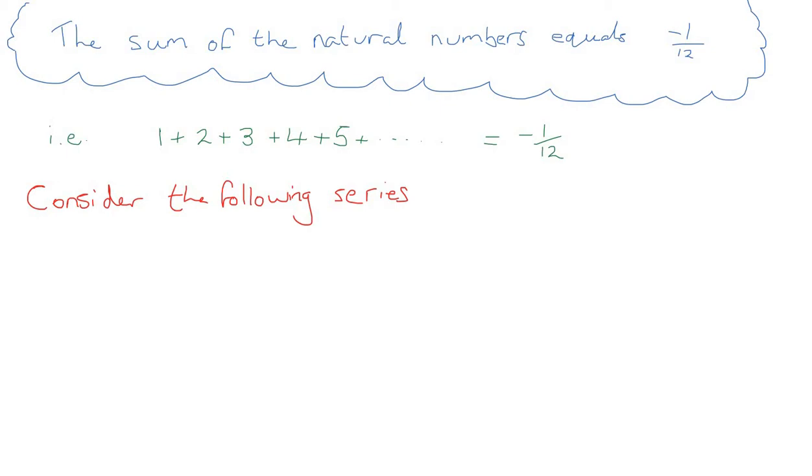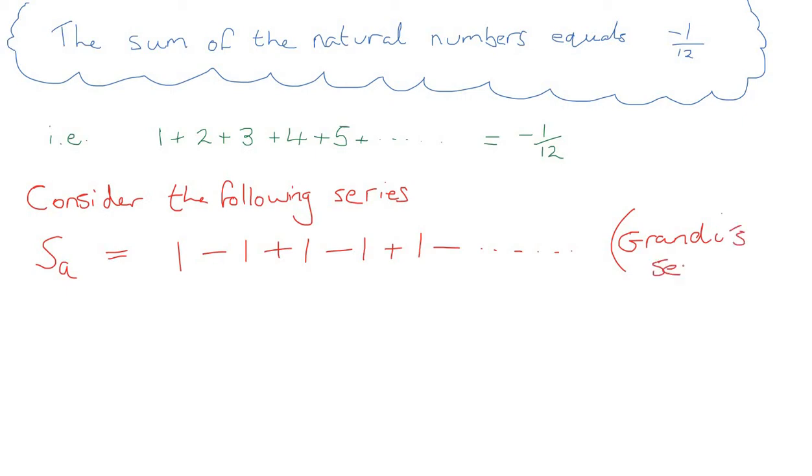Okay, to start with, we're going to consider this sum. Now I'm going to call it SA. We're going to consider 3 series in this video, but this one is basically the alternating sum. So it's 1 minus 1 plus 1 minus 1 plus 1 minus 1 and so on, and it continues like this. Now this is actually from a mathematician called Grandi.